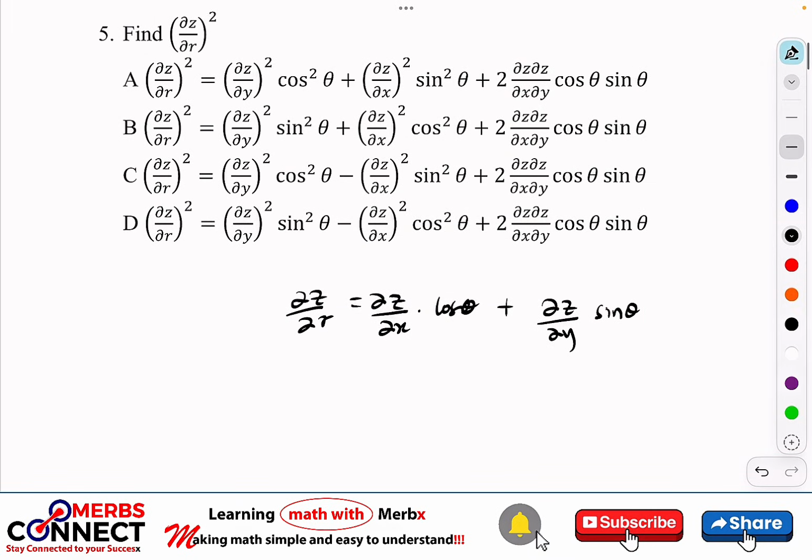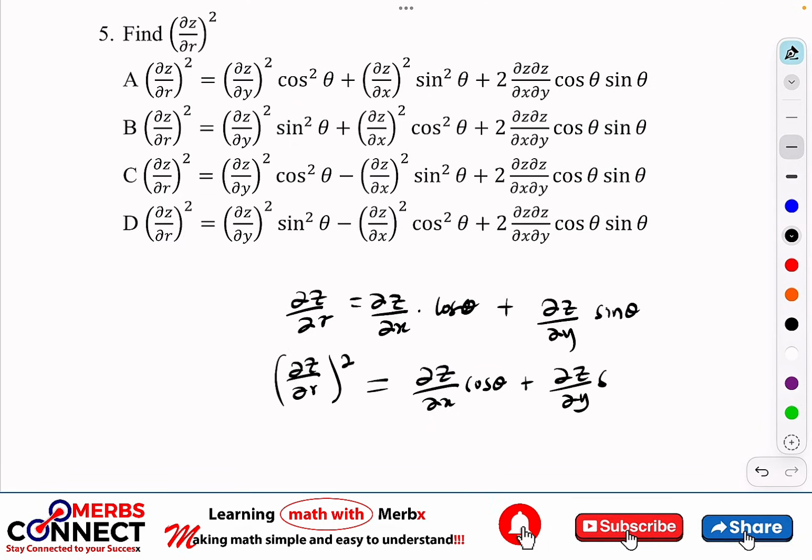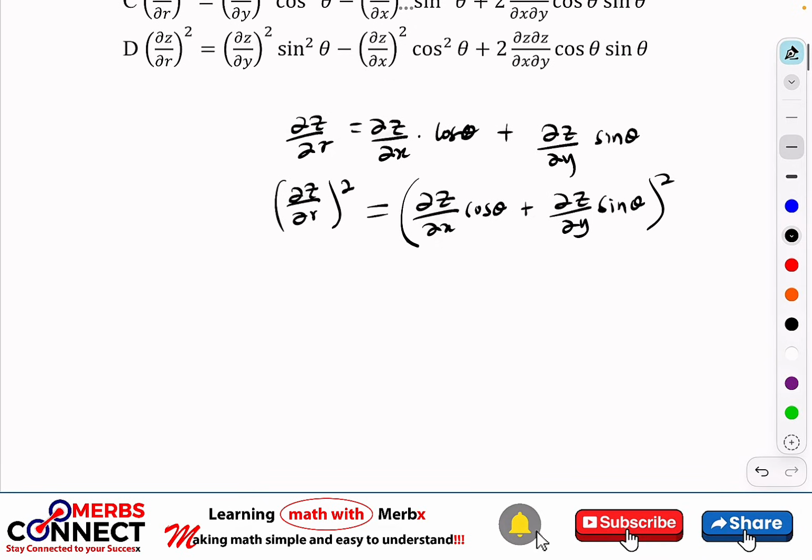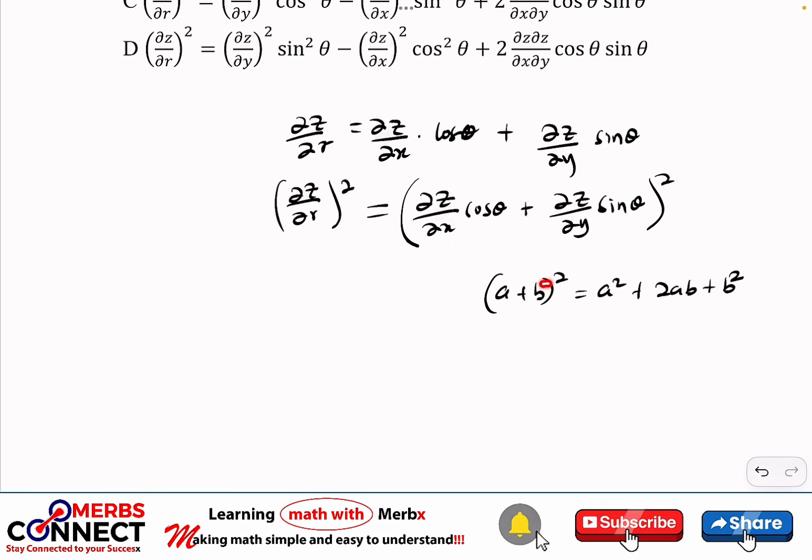So now that we have this, we want to square this. Partial of z with respect to r squared is going to be partial of z of this, cos of theta. Well, let me write it well. The questions are a lot, so I want to speed up, but I'll make sure I explain it to your satisfaction. Think about this square here as (a plus b) squared, right? So it's going to be a squared plus 2ab plus b squared. That's basically what it's going to be. This is my a and this is my b.